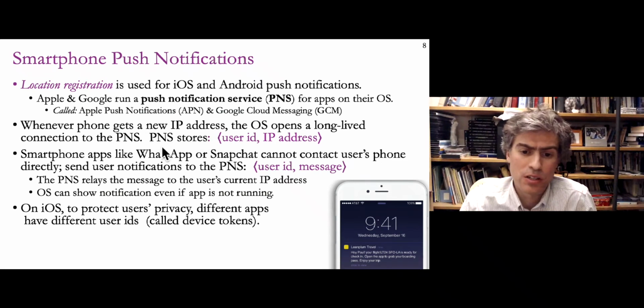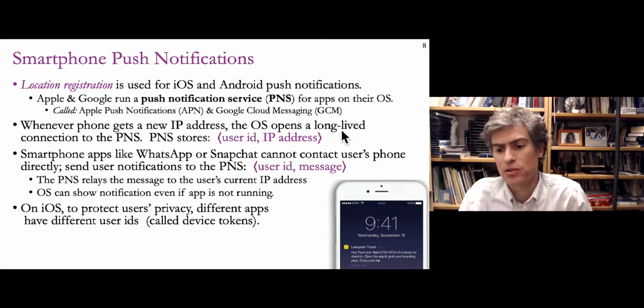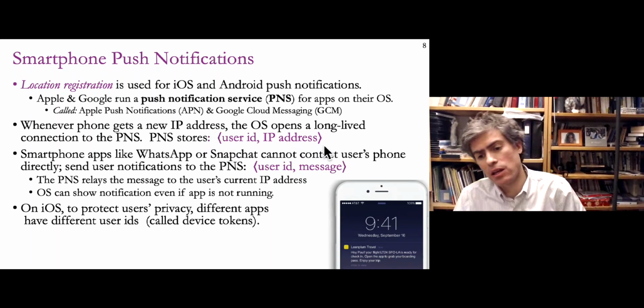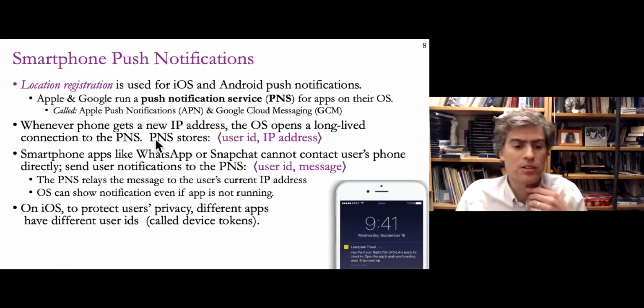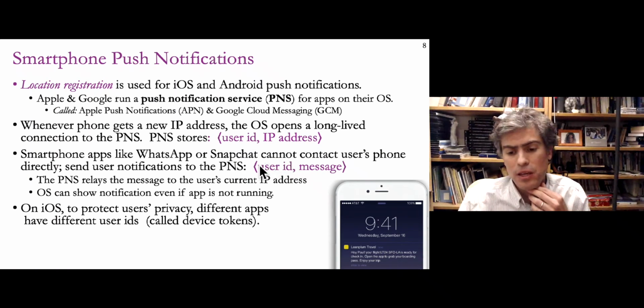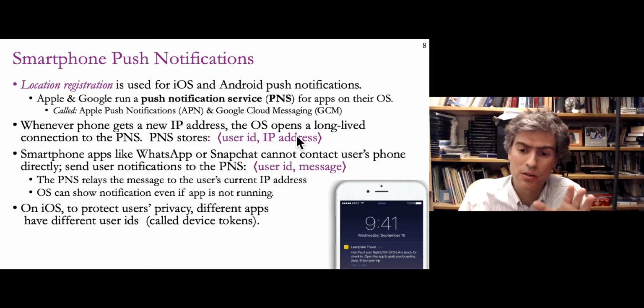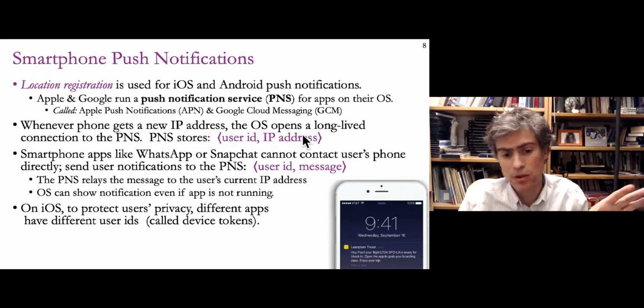And that push notification service will store the user ID and the IP address in its database so that if any notifications come in, those notifications from the third-party services like WhatsApp and Snapchat, they will be identified by the user ID, not the IP address, because WhatsApp and Snapchat now don't have to worry about the particular IP address of the user because that's going to change over time.